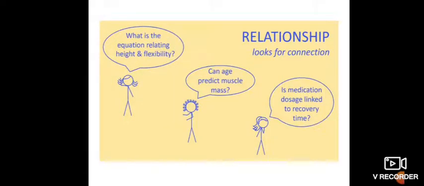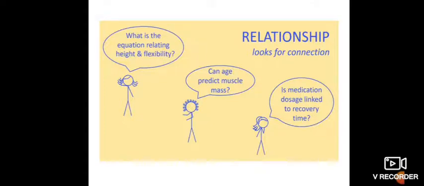And next is the relationship, the second purpose. It always looks for a connection between the two variables. Is there any significance or any connection between the two variables we have identified? For example, what is the equation relating height and flexibility? Can age predict muscle mass? Is medication dosage linked to recovery time?